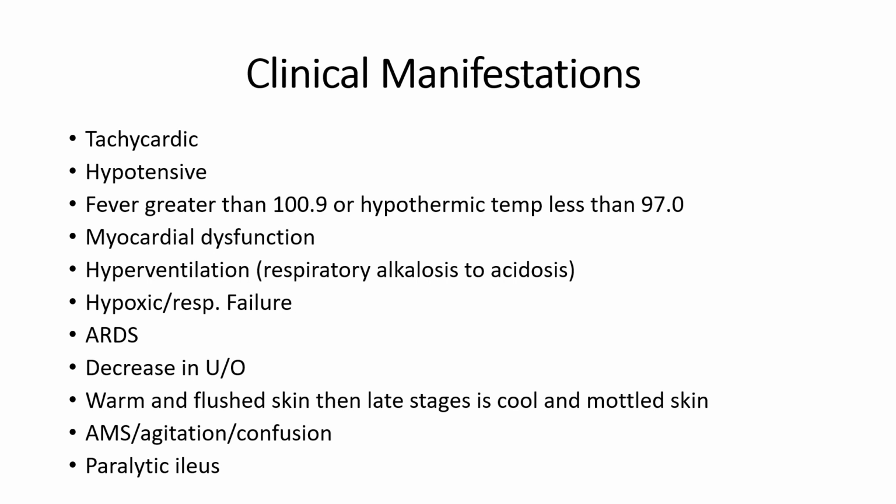We may see that our patient's skin in the earlier stages is more warm and flushed, and then it may turn to more of a cool, clammy, mottled skin. Of course, if we're thinking of our brain, they're going to present with altered mental status, agitation, confusion. So like I said, if you think about all the different systems in your body and how it's related to decreased perfusion, you're going to be pretty good at understanding what's going on with each different organ and each different system of the body.